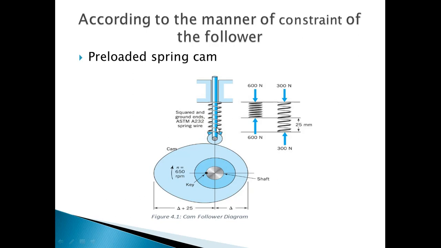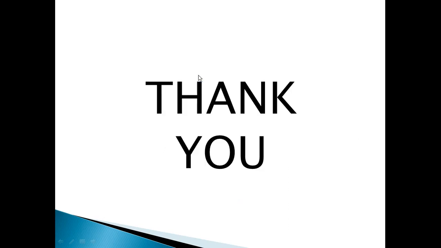Whatever the power transmission may be, either linear to rotary to linear, or rotary to oscillating or reciprocating, according to the mechanical constraint, how they are physically attached to each other, in this way the cams are classified. So we have discussed all the types of cam and follower, how they are classified, and in detail.